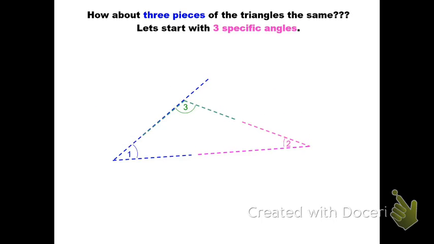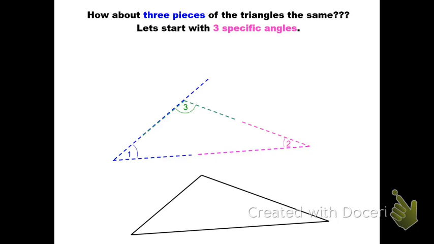If we extend the length of the sides, we would form a triangle, and here's our first triangle. Let's move it out of the way. Is there anything I could do to this diagram without changing the measure of the angles and get a different looking triangle?